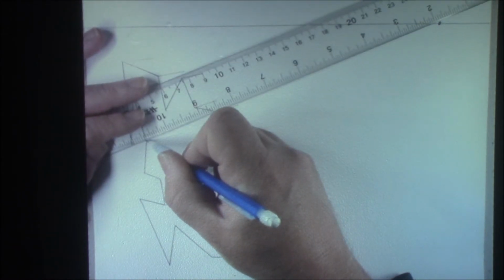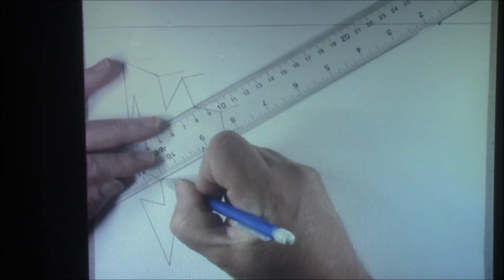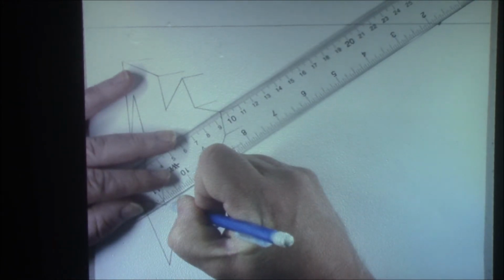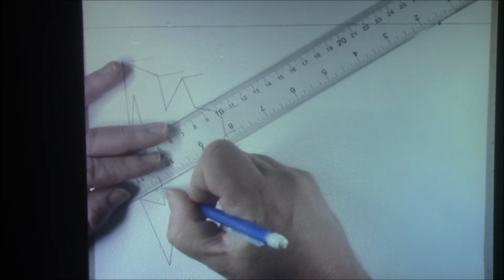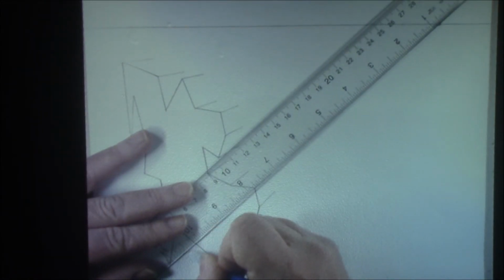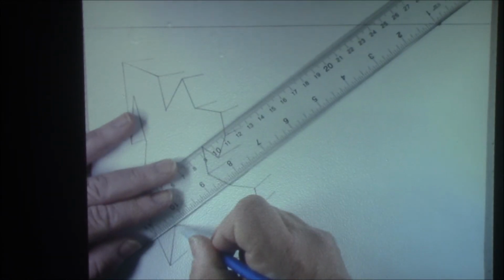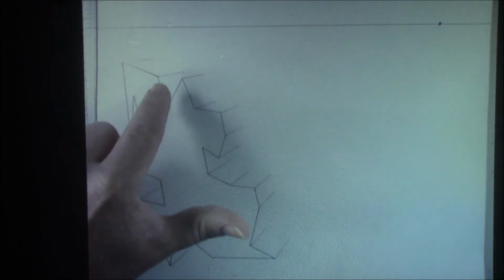This one does not. This one does not. This one does not. This one does not. This one does. Just like that. This one does. This one does not. And this one does not. So now we've got every corner that can go to the vanishing point.